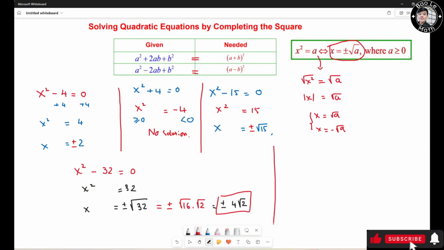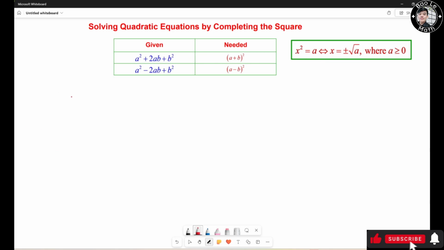Now let's take a look at the next example. For example, s squared equals 0. And then when you take square root both sides, it turns out to be s equals plus and minus square root of 0. Right, so this actually is 0. So the answer is s equal to 0, right? So keep that in mind. You have one solution.